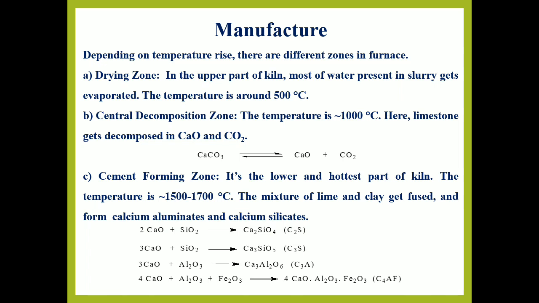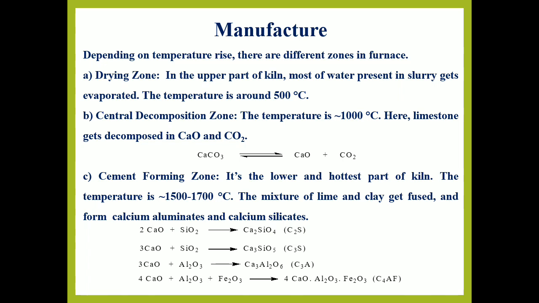In the last zone, that is the cement forming zone, which is the lowest zone, the temperature is very high, around 1500 to 1700 degrees Celsius. Here, the lime and clay get fused and form the aluminates and silicates, which is actually the cement. So the calcium oxide and silica combine in different ratios.